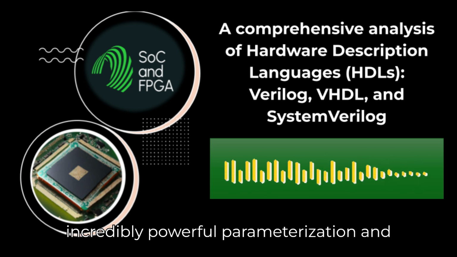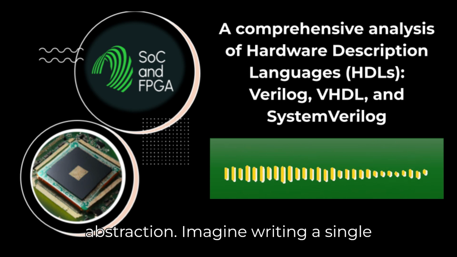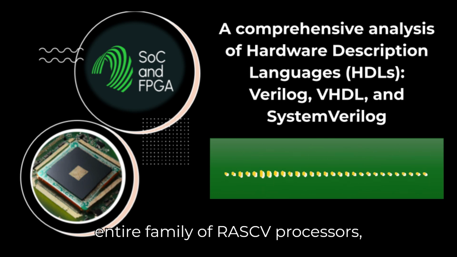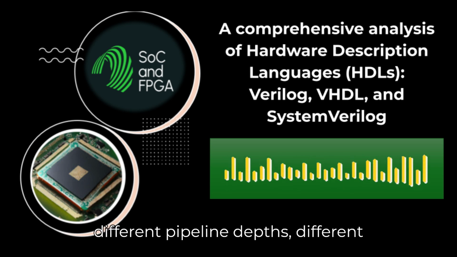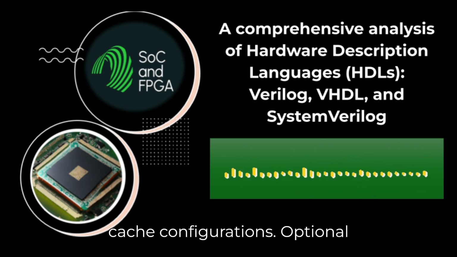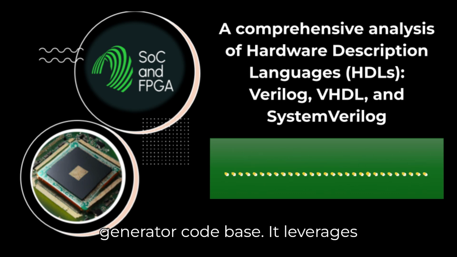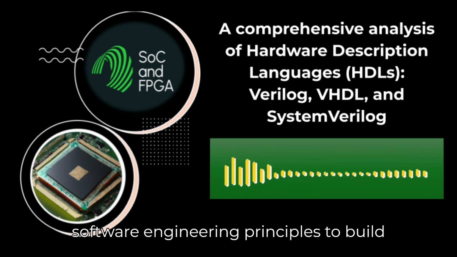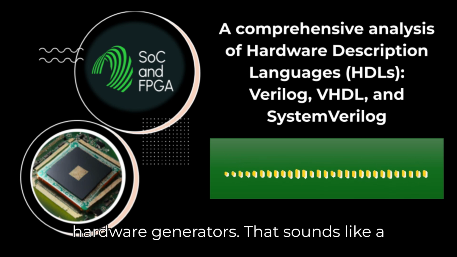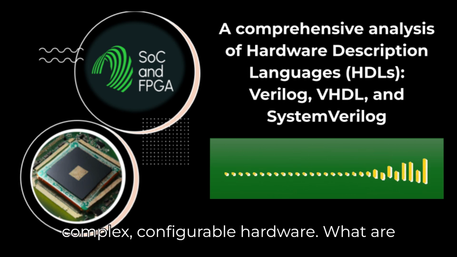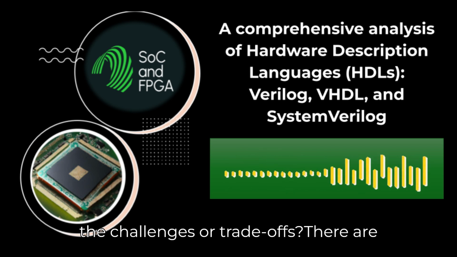This allows for incredibly powerful parameterization and abstraction. Imagine writing a single Chisel generator that can produce an entire family of RISC-V processors, different pipeline depths, different cache configurations, optional extensions, all from one configurable generator codebase. It leverages software engineering principles to build hardware generators. That sounds like a huge productivity boost for creating complex, configurable hardware. What are the challenges or trade-offs?